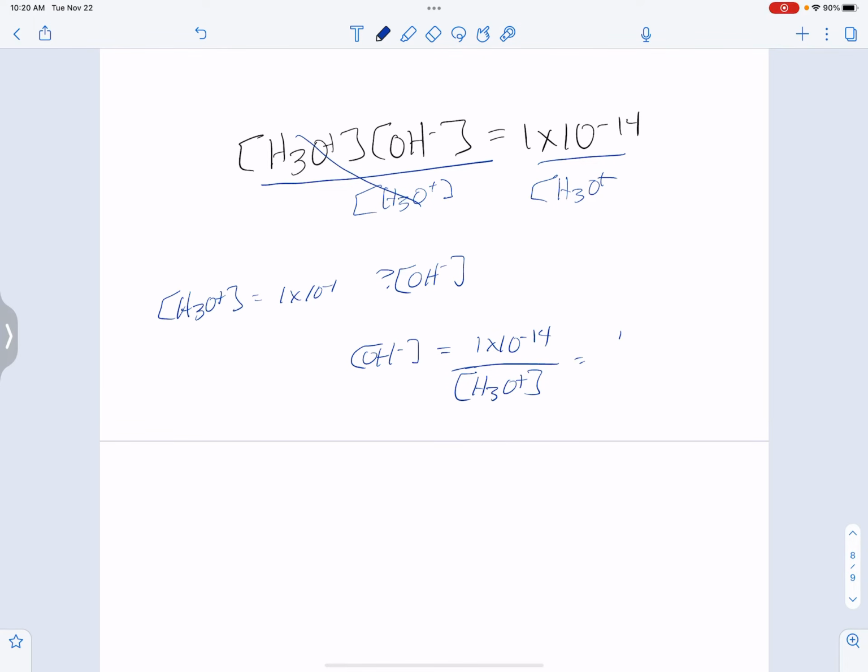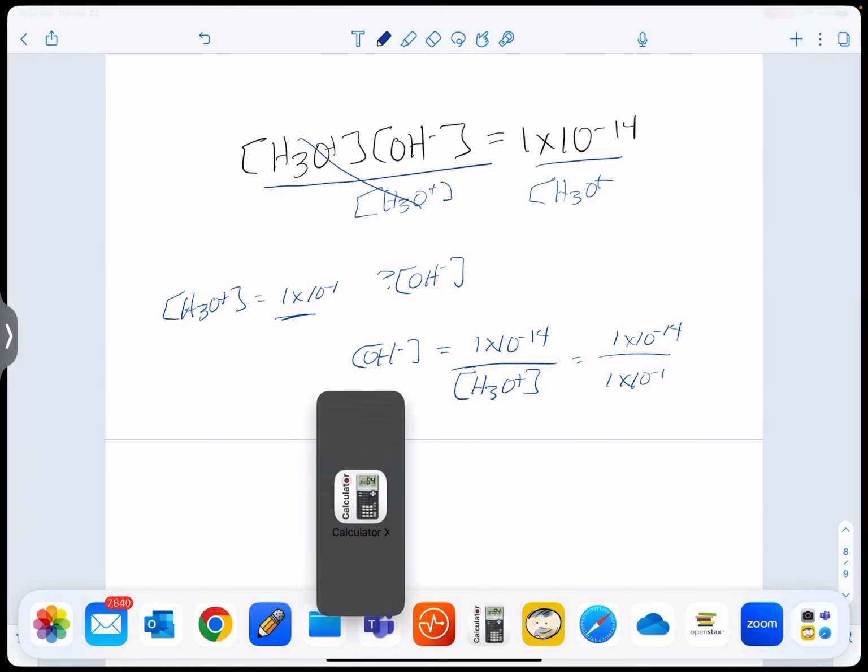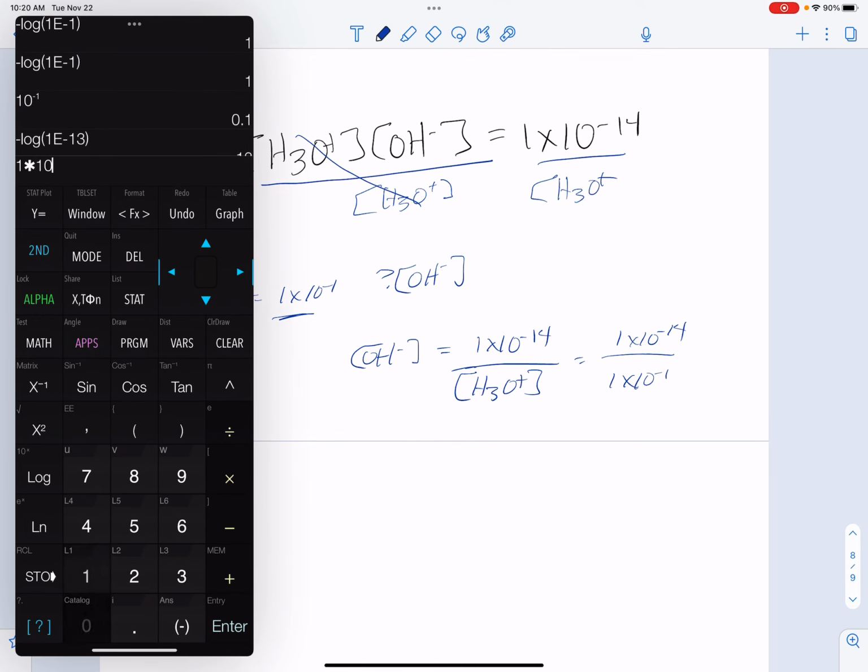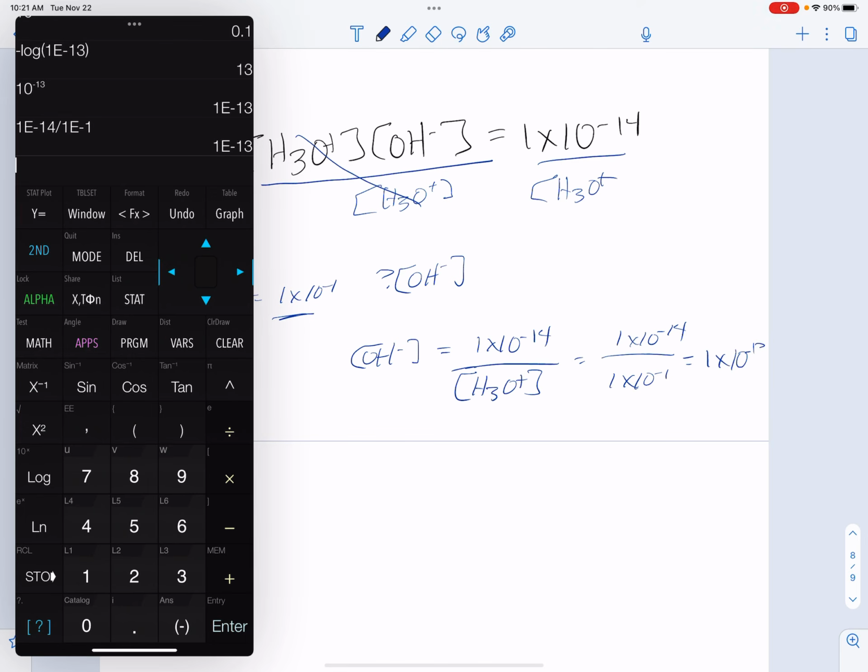So when you do that math, you get 1 times 10 to the minus 14th over this number, 1 times 10 to the minus 1. And so that gives you 1 times 10 raised to the minus 14th divided by, let's just use my EE, 1 E to the minus 14th divided by 1 E to the minus 1. You don't have to use parentheses in the denominator if you're using the E key. So that tells me that that answer is 1 times 10 to the minus 13th.